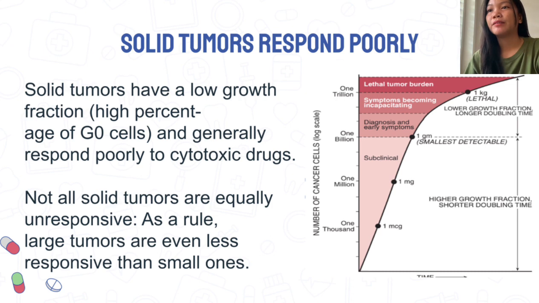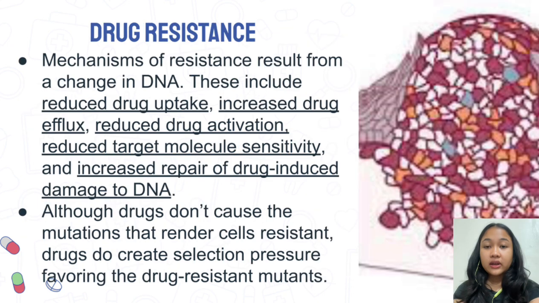Next is that solid tumors respond poorly. Solid tumors have a low growth fraction and a high percentage of G0 cells, and generally respond poorly to cytotoxic drugs. So the solid tumors, as the word solid suggests, have a low growth fraction and respond poorly to the cytotoxic drugs, and not all solid tumors are equally unresponsive. As a rule, large tumors are even less responsive than small ones. This difference occurs because as solid tumors increase in size, more of their cells leave the cell cycle and enter G0.